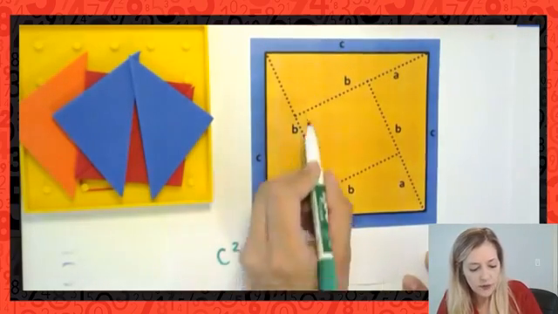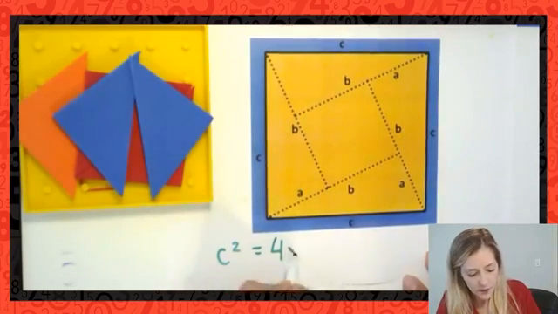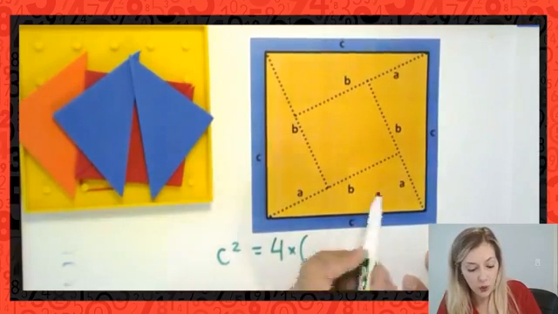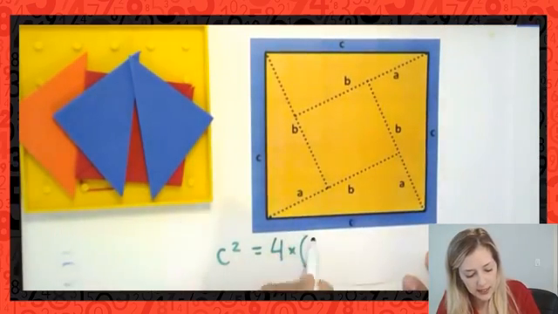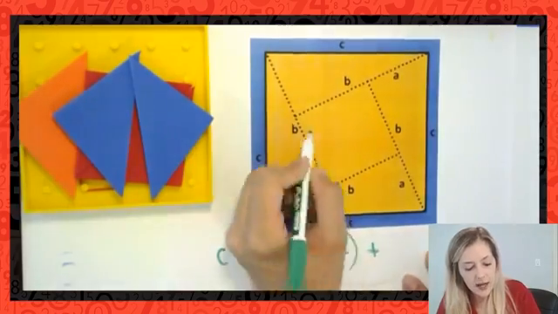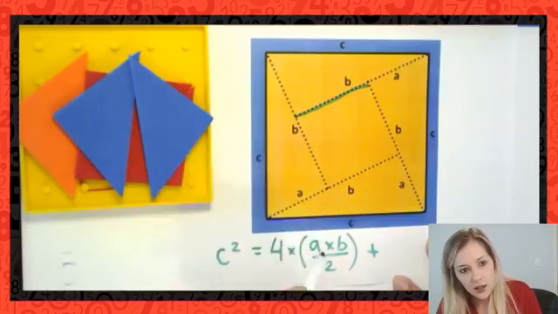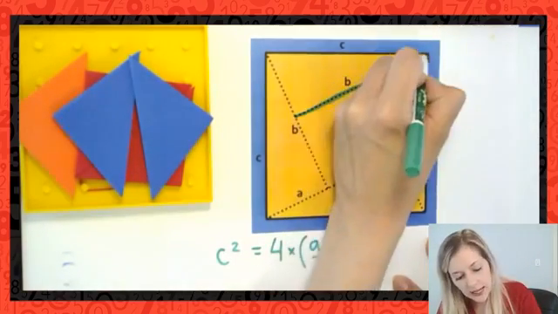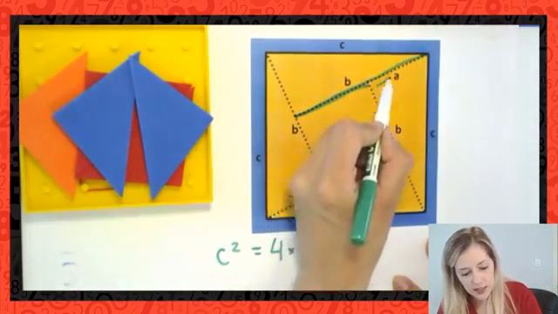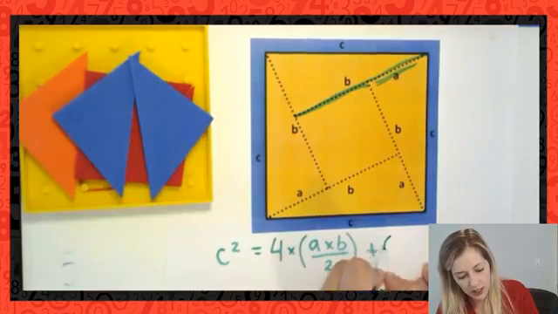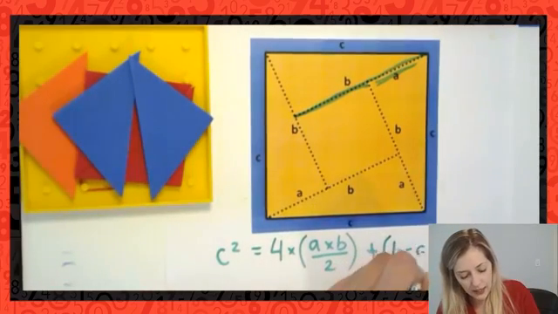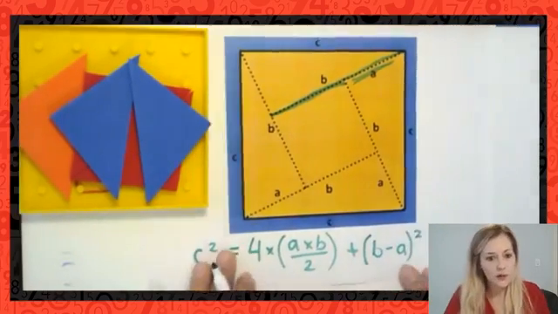So there are 4 of these right triangles here. So 4 times the area of a triangle would be base times height divided by 2. And add the area of this square here, which you can see the side length is equal to this longer side length minus this smaller one, which is just (b minus a) squared.